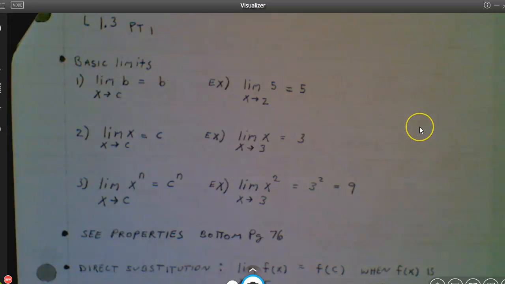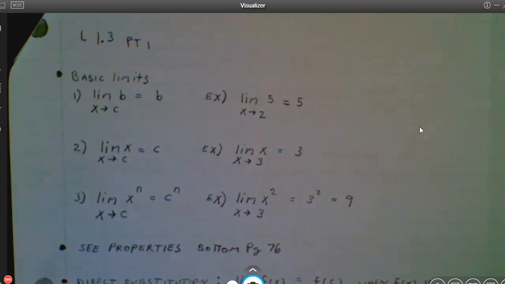All right, here we go with lesson 1.3, part 1. A couple properties that you're going to see on here that we're going to be using. All of this is found on page 76 of your chapter 1 book, so you can always take a look at these. No need to necessarily rewrite all this if you don't have these notes printed, but a couple basics real quick that we'll just throw out there.